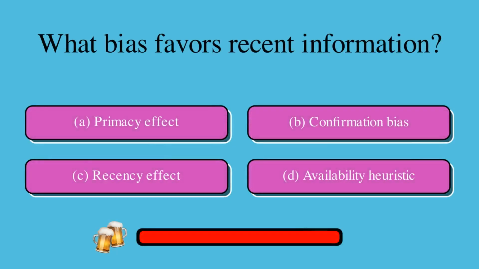Here's some cognitive biases trivia. What bias favors recent information? Is it A, primacy effect, B, confirmation bias, C, recency effect, or D, availability heuristic? The correct answer is C, recency effect.